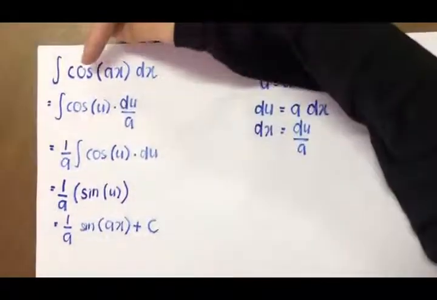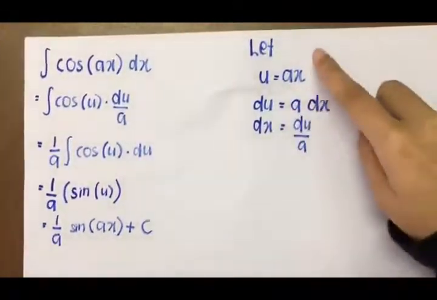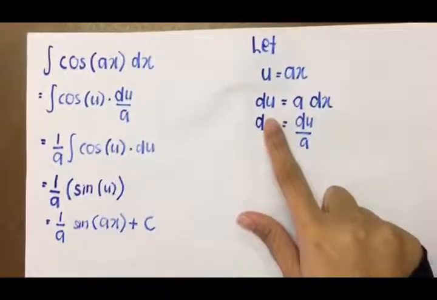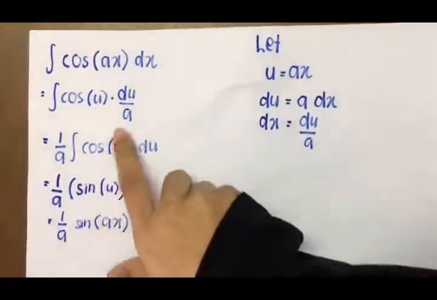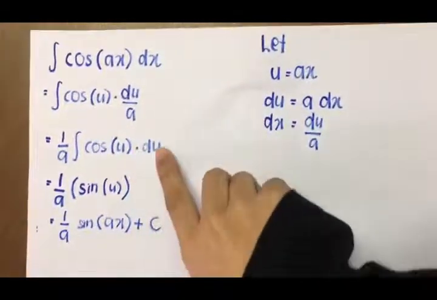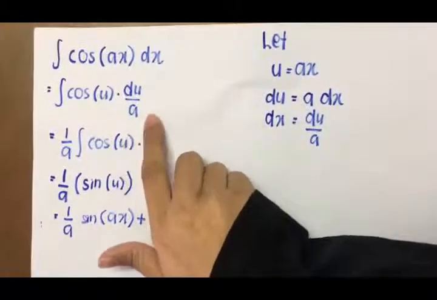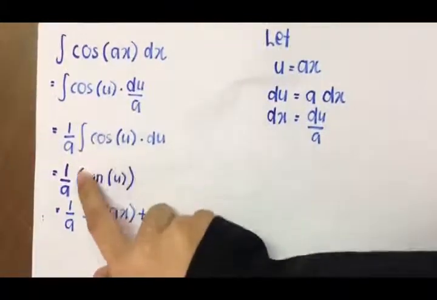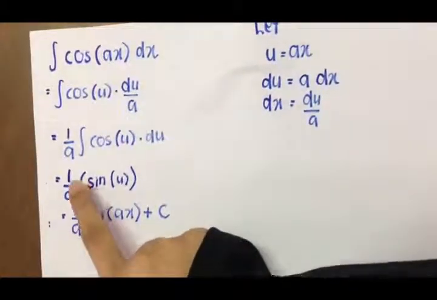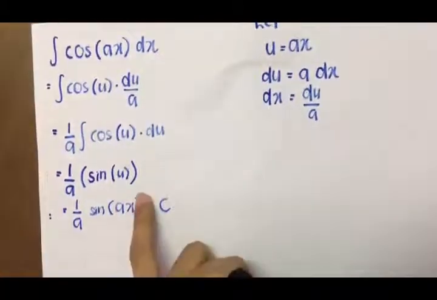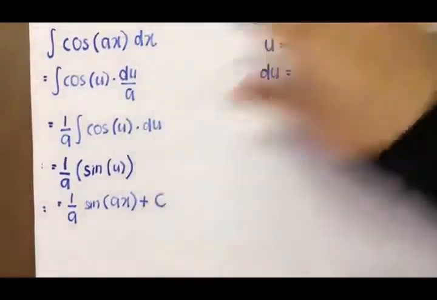We have the integration of cos ax dx. If we want to integrate, we have to let u equal ax. So du equals a dx and dx equals du over a. From here you have to substitute ax with u and dx with du over a. So we get 1 over a integral of cos u du. So we get 1 over a sine u, and we substitute back u with ax. So we get 1 over a sine ax plus c.